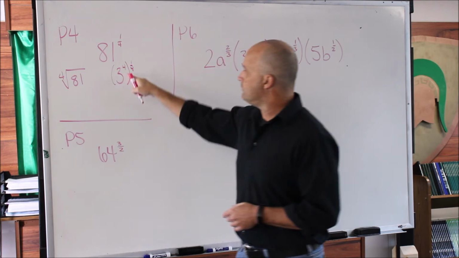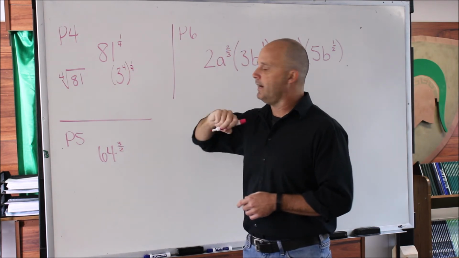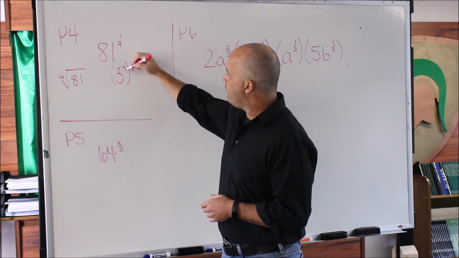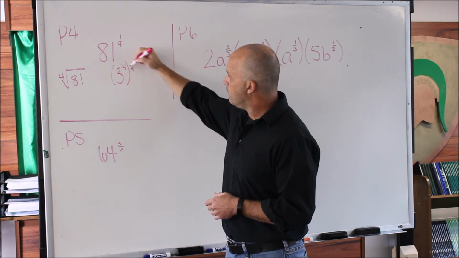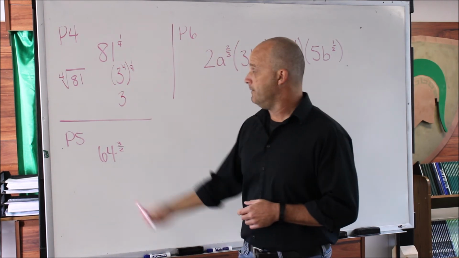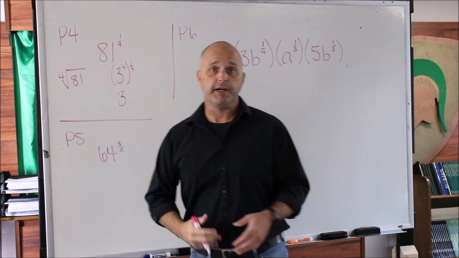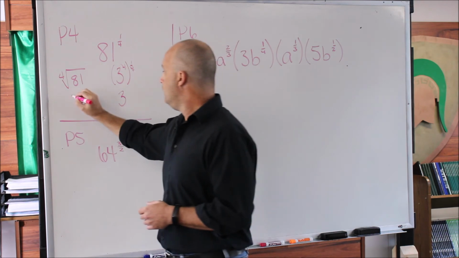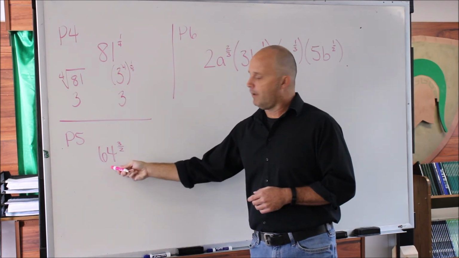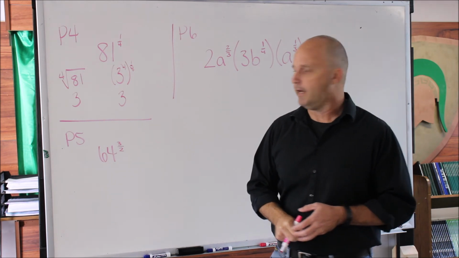So now, if we're raising an exponent by an exponent, that means we're going to multiply them. Since we've got 4 over 1 and 1 over 4, those 4s are going to cancel, and we're just left with 3, which is the same answer as what you get over here. The 4th root of 81 is 3. So we're going to use this method on this problem here, 64 to the 3/2.